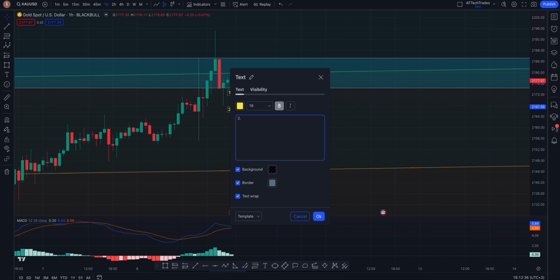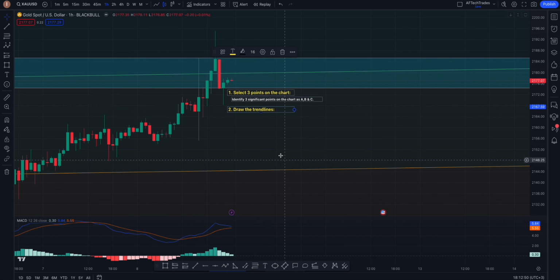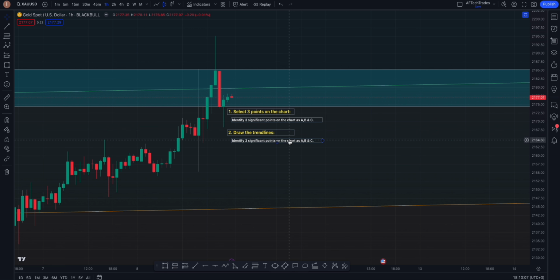Your point 2 would be to draw the trend lines. You see by the default setting, let's say, okay, let me clone this again. Clone this, bring it down, just to make it fast for us. Edit it.